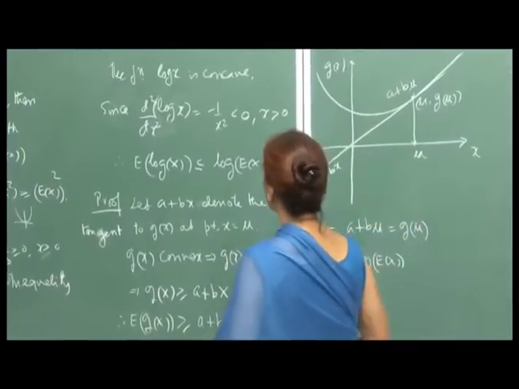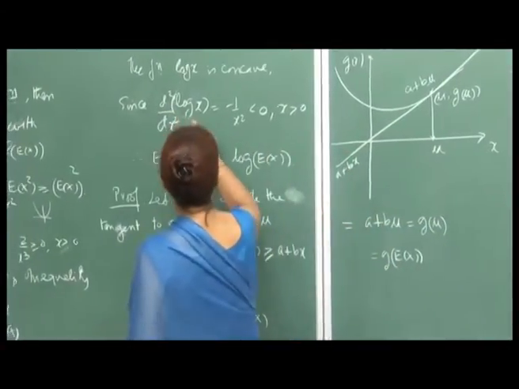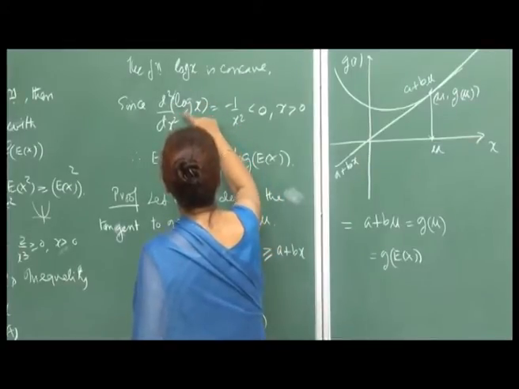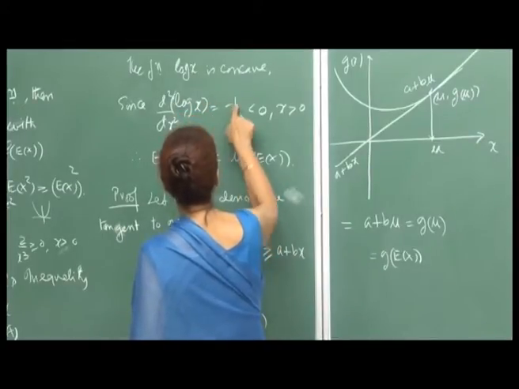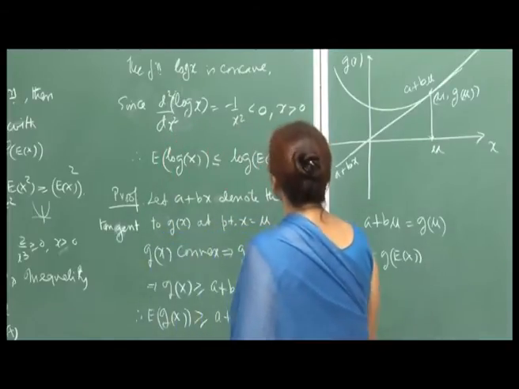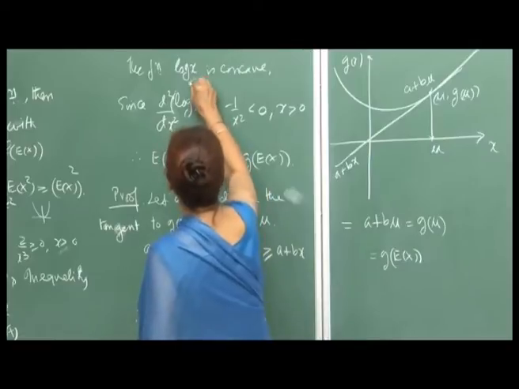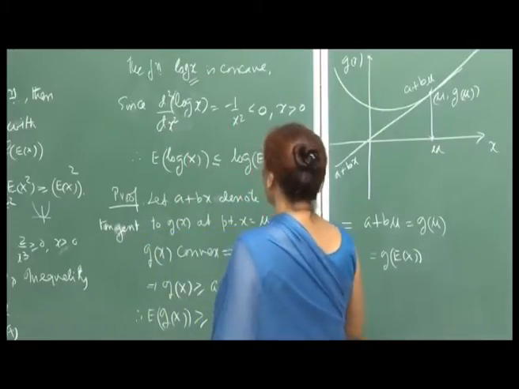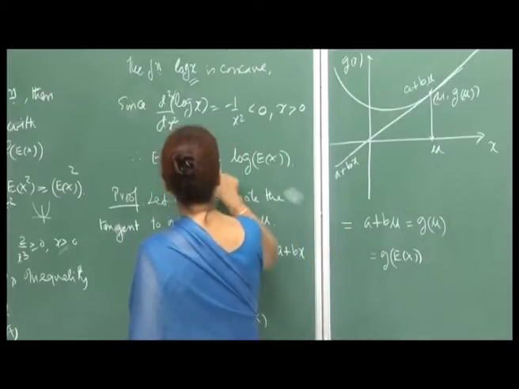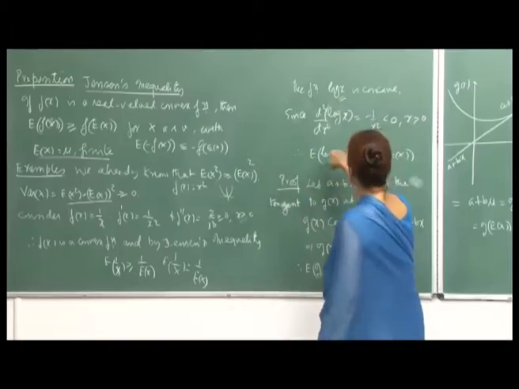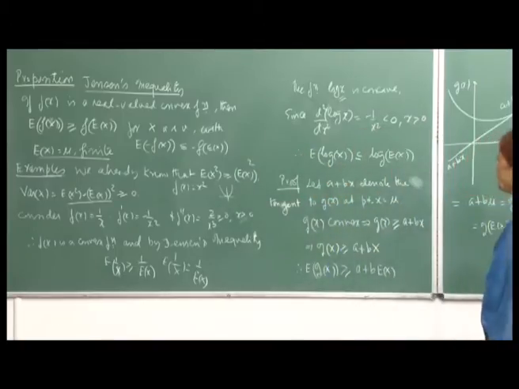And consider the function log x. Now, the first derivative of log x is 1 by x, so when you take the second derivative, it will be minus 1 by x square, and this is less than 0 for x greater than 0. Anyway, this function is defined for x positive, and so by Jensen's inequality, expectation of log of x is less than or equal to log of expectation of x, because for a concave function the inequality reverses.